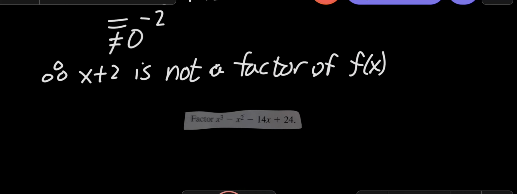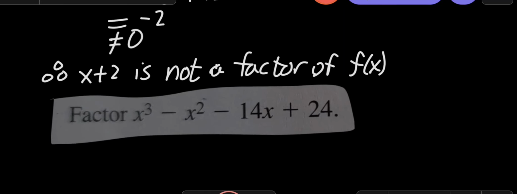So next we have: factor x cubed minus x squared minus 14x plus 24. Okay. So how do I factor that now?